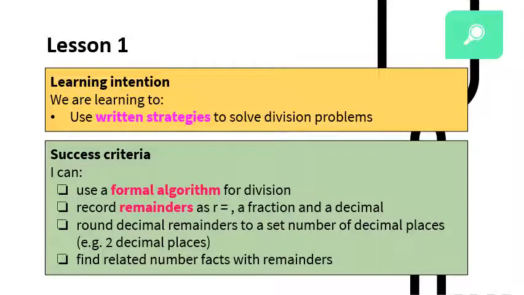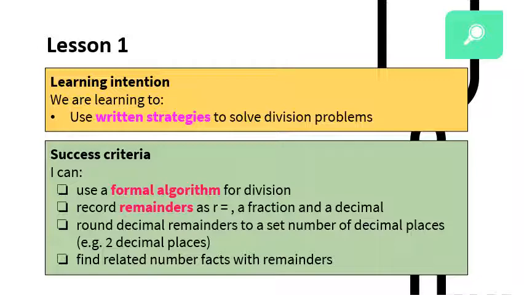All right, so our learning intention for today is using written strategies to solve division problems. And the main strategy we're going to be using is the formal algorithm for division, or you might know it as the bus stop method. We're also recording remainders as R equals, as a fraction, or as a decimal, and rounding decimal remainders to a set number of decimal places, for example, rounding to 2 decimal places. And lastly, we're going to be finding related number facts with remainders.